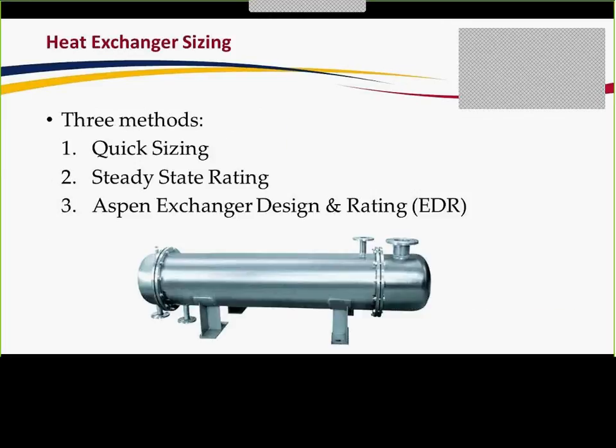So the next thing that we had to size were, as previously mentioned, the 8 heat exchangers. These heat exchangers varied from either a shell and tube, a hybrid design that we'll get into a little bit later, and plate and frame heat exchangers. And we used 3 different methods to size these heat exchangers. As you can see, there were the quick sizing method, the steady state rating, and the Aspen Exchanger Design and Rating, or EDR method.